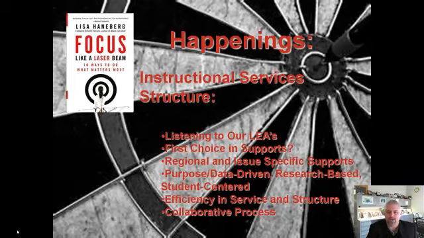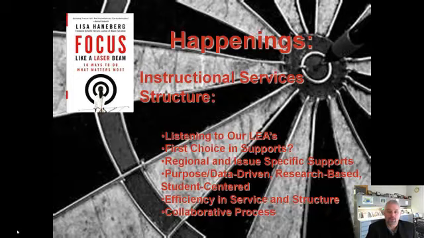Next, we wanted to talk about some instructional service structure. Making sure that we understand that we are listening to our local education agencies and responding to them. We want to make sure we're the first choice in supports in whatever area we meet their needs. We want to be the person or the place or the location that they come to first. We want to be can-do people. We want to be able to get the job done for them.